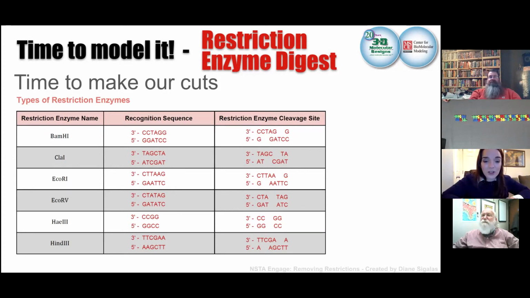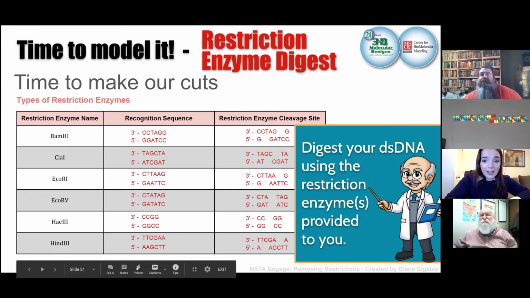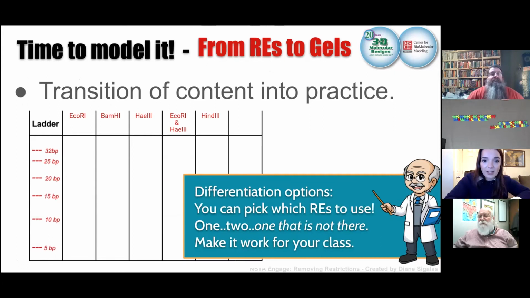Up. How they're showing where the blunt end cut is and the end. So there's two stickies and a blunt in here. All right, so here's some thoughts of what I was thinking about. At the very end of our activity, we have a ladder that we're going to fill in the next slide.